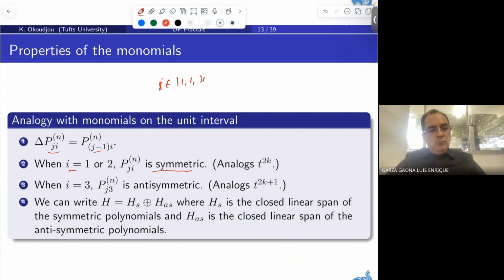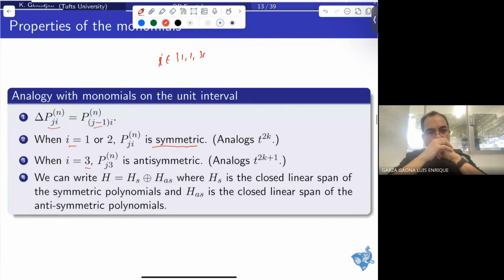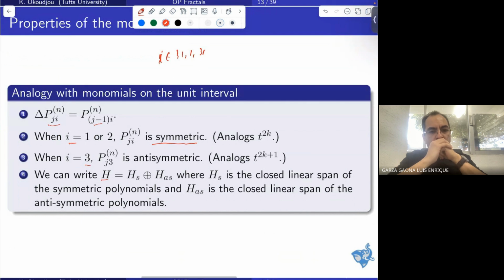I'll show you a picture in a minute. They're going to be the analog of the even monomials on the interval -1 to 1. And when i is equal to 3, then P_j3 is going to be the equivalent of the anti-symmetric monomials. So essentially the analog of odd degree monomial functions, okay? And in general, you can write the entire space, the closed linear span of polynomials, as a direct sum of the ones that are symmetric and the ones that are anti-symmetric. For the remaining part of the talk, I'm going to focus on the anti-symmetric part, because it's a little bit easier to describe, okay?